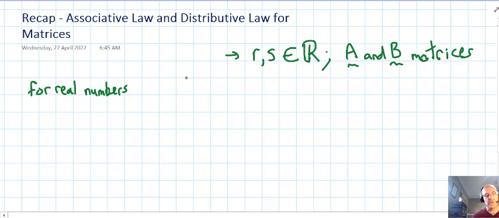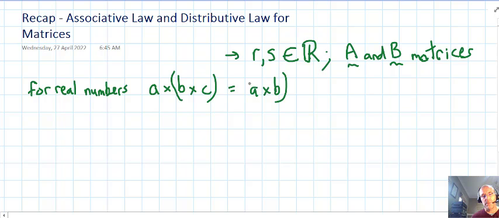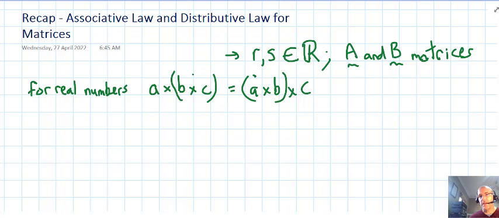Now we know for real numbers, if we have real number A multiplied by B by C, associated like that, with the brackets around the B by C, it's actually equal to A multiplied by B in brackets, then multiplied by C. And we can apply associativity, this property of how they associate with each other, to matrices as well. So we're going to look at multiplication of a matrix by scalars r and s and see how that works.